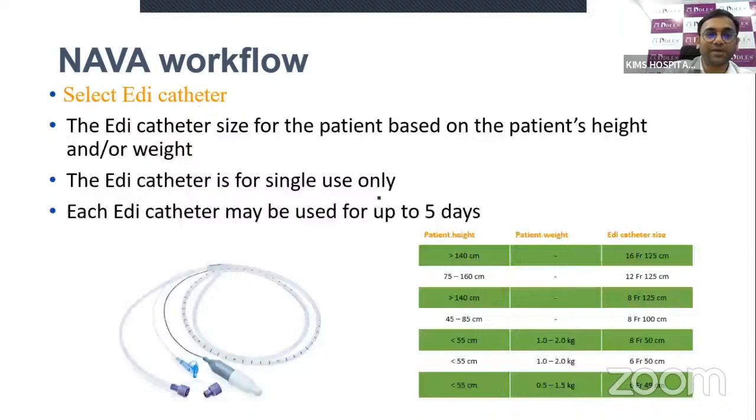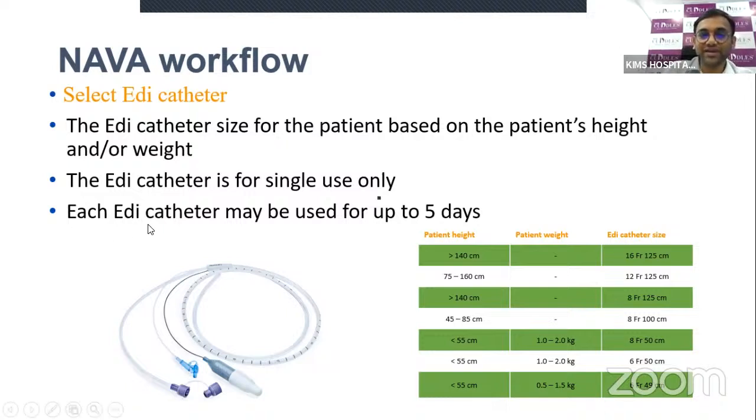Then we need to select an appropriate EDI catheter. The EDI catheter, as we've seen here, is just like a feeding tube, but it has electrodes at the distal part of it. One lumen is for the feeding, and the catheter connects to the EDI cable. The EDI catheter is for single use only. The problem with NAVA is that the EDI catheter is costly, and it may be used for a maximum of 5 days. After the 5 days, we need to replace it.